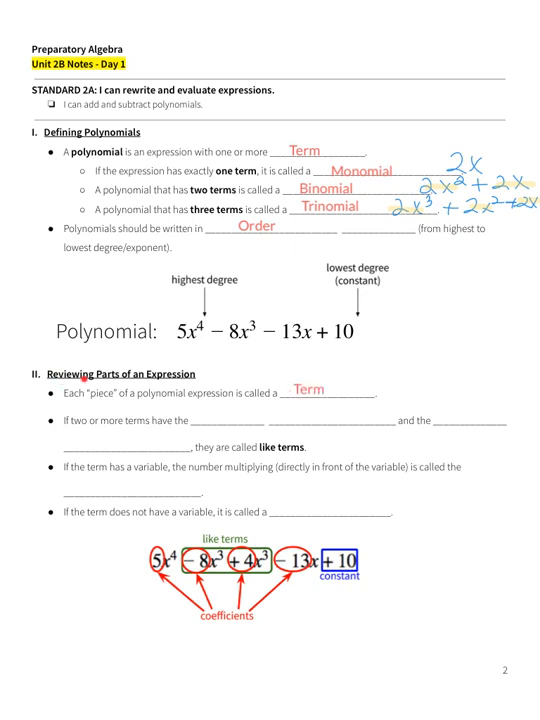Let's go down here, reviewing parts of an expression. Each piece of a polynomial expression is called a term. We learned that in Unit 2A. So remember, each of these are terms because they're separated by a subtraction or an addition symbol. So please make sure you have that in your notes.